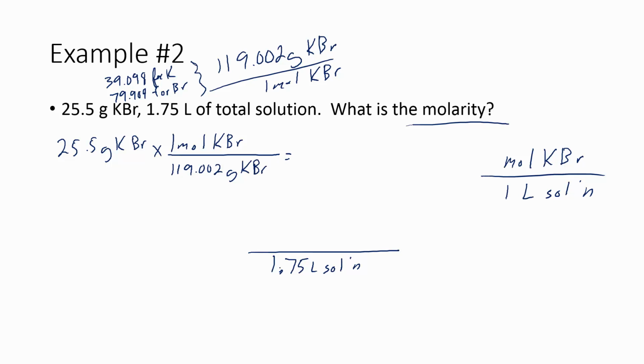Excellent. Okay, so 25.5 divided by 119.002 gives me 0.2143 moles of potassium bromide. So that's what I put down here.